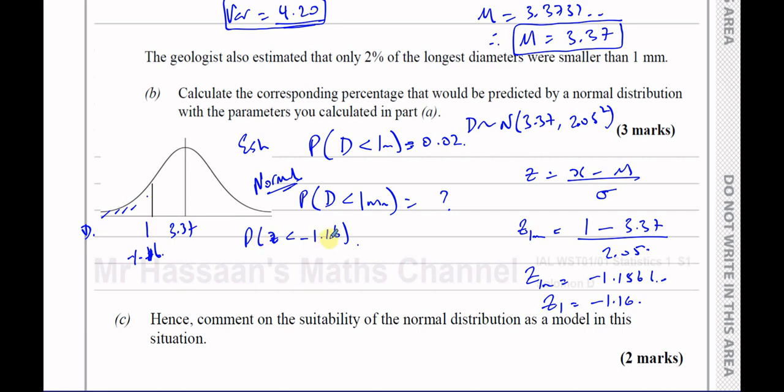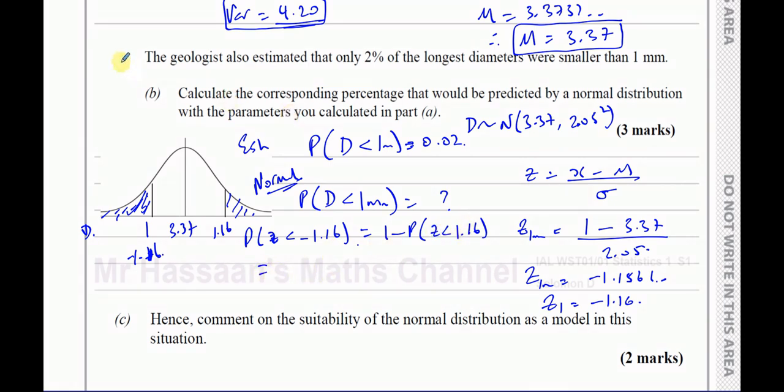Now, we can't find negative 1.16 on our table. What we can find is 1.16. The probability we're going to find is what's less than 1.16, which is all of this. But what we know is that this area and this area are exactly the same area because of the symmetry. So 1 minus the probability that Z is less than 1.16 would be this area, which is what we're looking for.